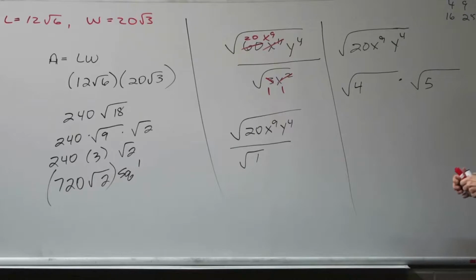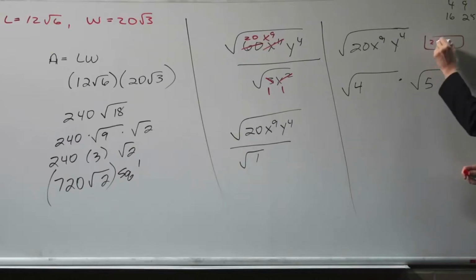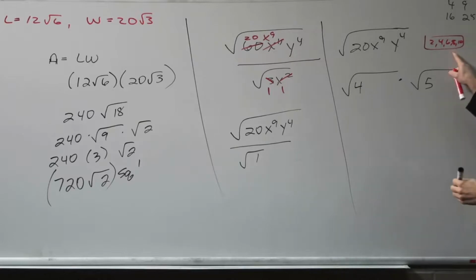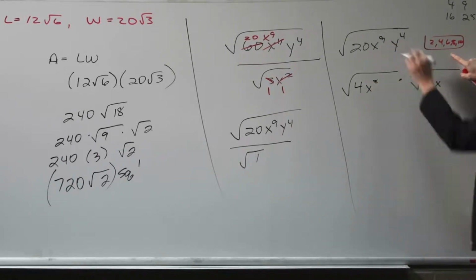Do you remember what we do with the exponents? We take multiples of the index. So we're going to do 2, 4, 6, 8, 10. The closest one without going over is x to the 8th, right? We want the closest one to 9 without going over. We have x to the 8th, but x to the 8th times x is x to the 9th.